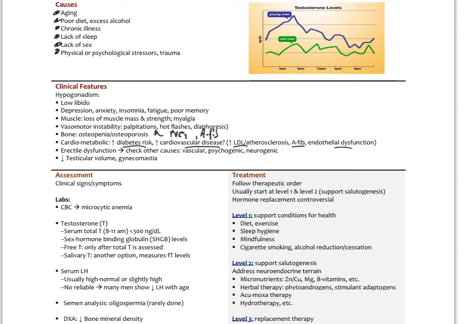We might see erectile dysfunction, but remember there are other causes of that. There could be vascular, psychogenic, neurogenic causes that should be investigated clinically. We talked about that in the anatomy and physiology lecture. And then there can be a decrease in testicular volume and gynecomastia from the decreased testosterone to estradiol ratio.